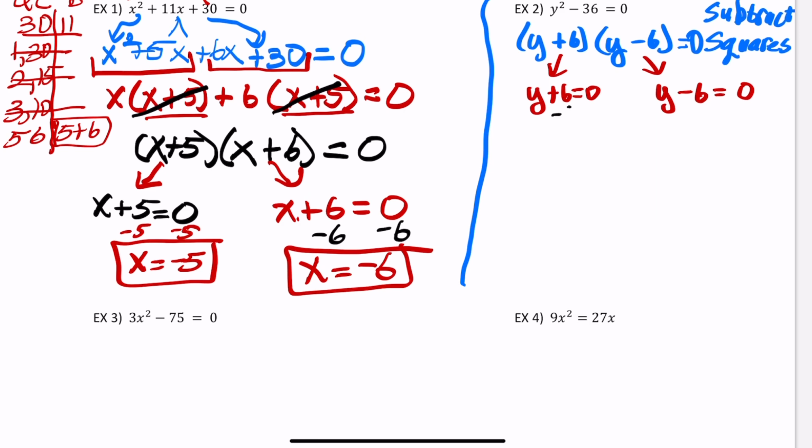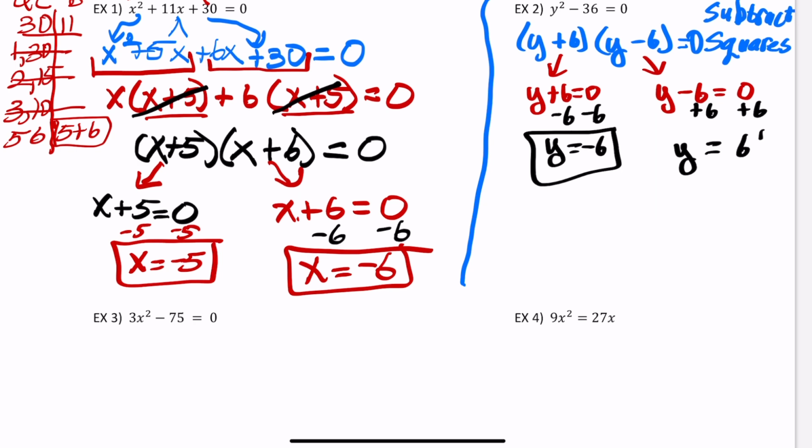To solve this one, I would subtract 6 from both sides. I get y equals negative 6. That's one of my answers. For this equation, I would add 6 to both sides, and I get y equals positive 6. So my 2 answers are negative 6 and positive 6.